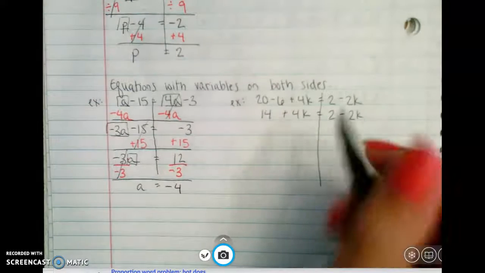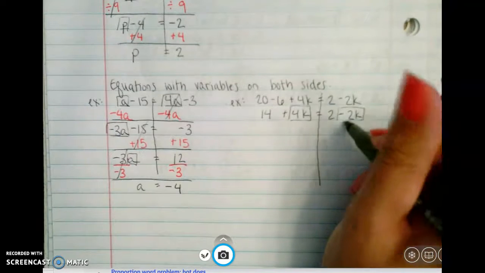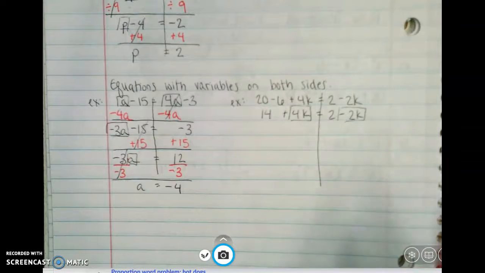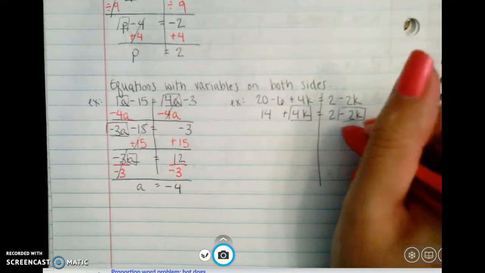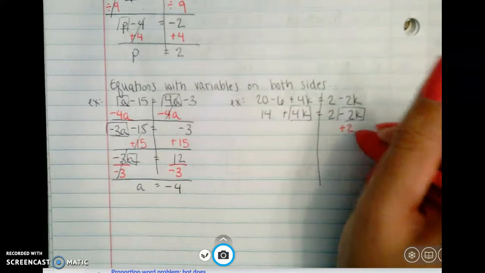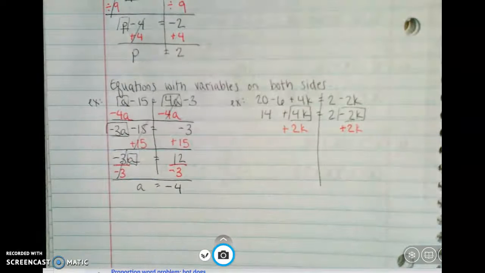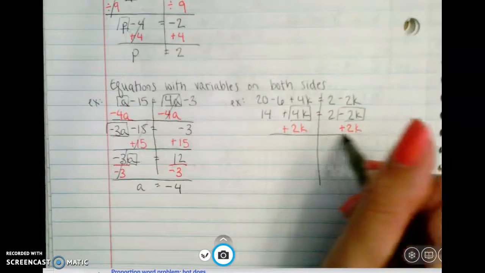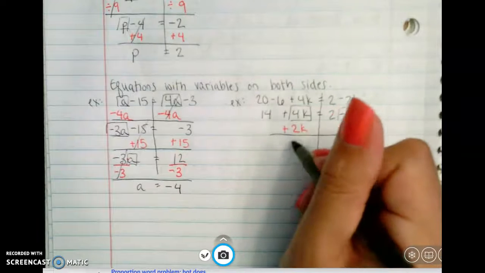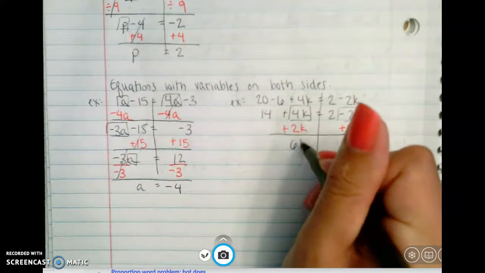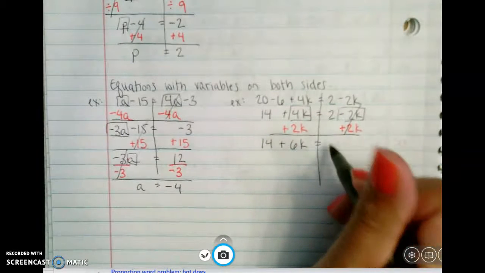I need to get the k's together on one side. So I have 4k and negative 2k. I'm going to try to get them together on the left-hand side, so I'm going to take this negative 2k and I'm going to do the opposite. The opposite of negative 2k is positive 2k. So when I add on both sides of the equation, the negative 2k and positive 2k cancel out. I'm going to have 4k plus 2k is 6k. Bring down the 14 and bring down the positive 2.